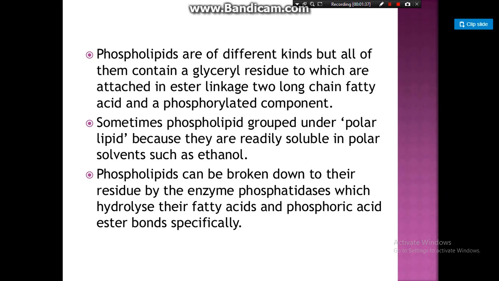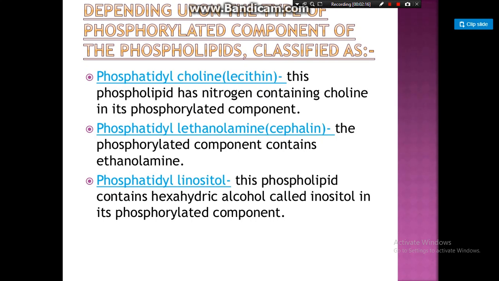Phospholipids are of different kinds, but all of them contain a glycerol residue to which are attached, in ester linkage, two long chain fatty acids and a phosphoryl related component. Sometimes phospholipids are grouped under polar lipids because they are readily soluble in polar solvents such as ethanol. Phospholipids can be broken down to their residues by the enzyme phosphatidase, which hydrolyzes their fatty acid and phosphoric acid ester bonds especially.